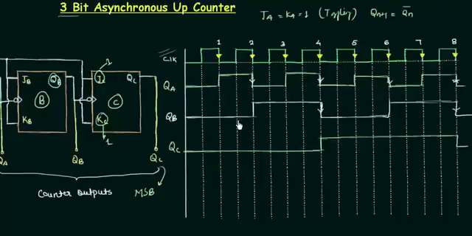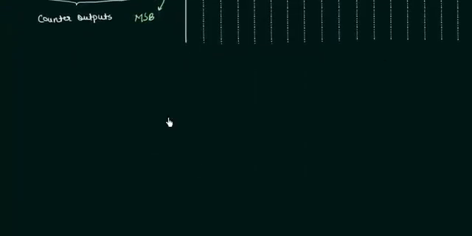Now we can make the table for this 3-bit asynchronous up counter, and we can see how it is actually counting depending upon these waveforms that we have just obtained. So I will make a simple table for this, in which the first column is clock, and the second column will give us the outputs QC, QB, QA, and the final column will give us decimal equivalent. Okay, I will separate them by vertical straight lines.